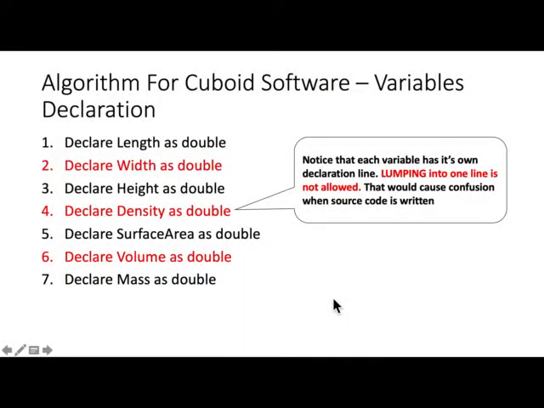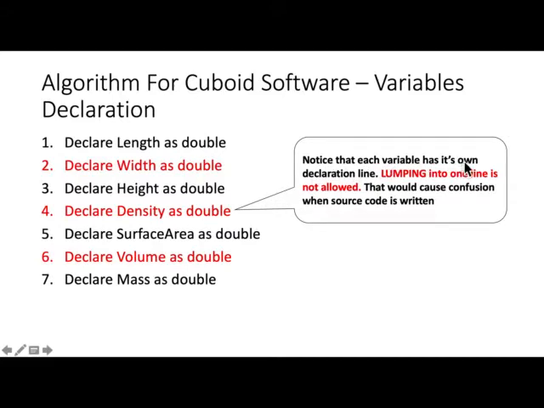So this is the algorithm for cuboid software. First, we do the variable declaration, and notice I'm actually doing the name and data type, and when we write the source code, this will reverse. Declare length as double, declare width as double, declare height as double, declare density as double.